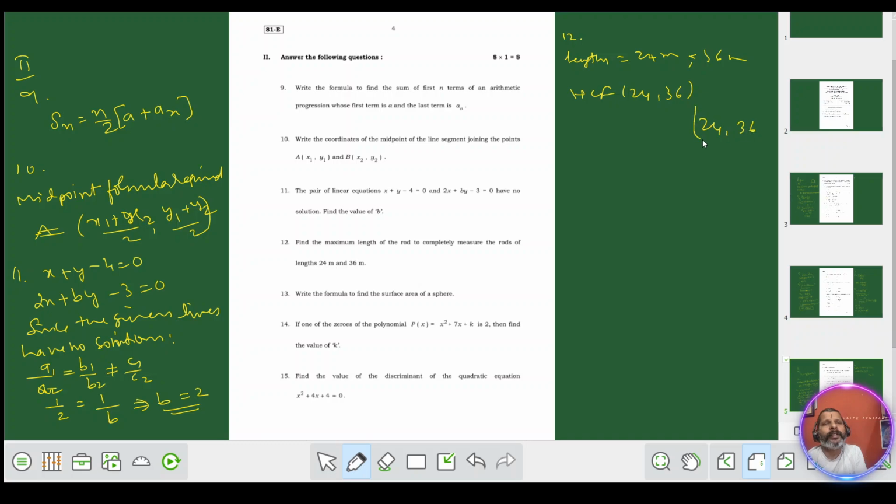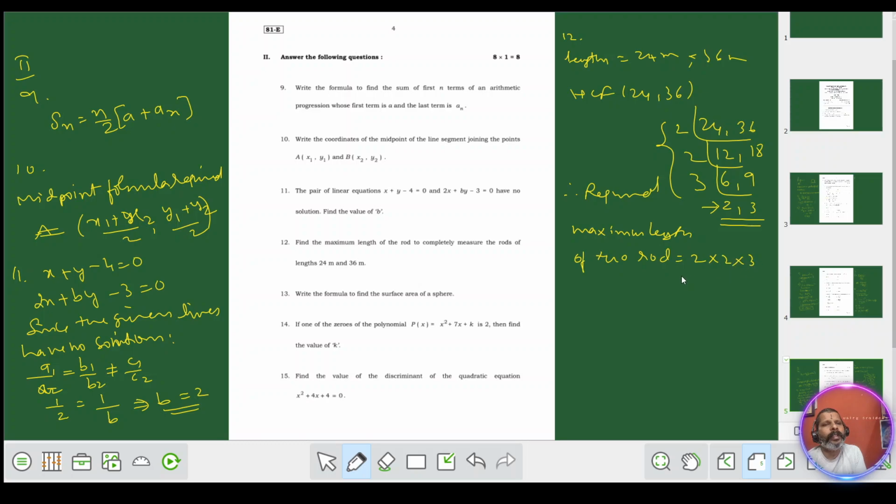So 24, 36, if you go on: 2 12, 2 18, 2 6, 2 9, 3 2, 3 3. When you are finding HCF, if you get coprimes in this line, just leave it, and the product of the divisors is the HCF. Therefore, the required maximum length of the rod is 2 into 2 into 3, that is 12 meter. Please do write the unit.